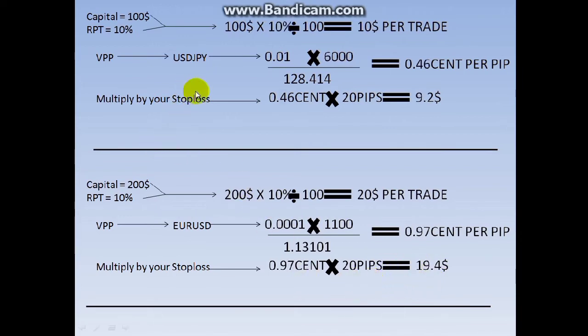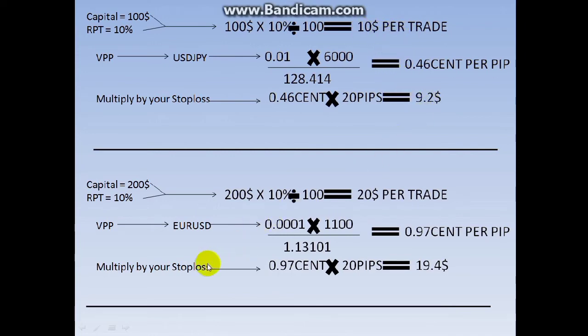Now for Japanese yen pairs, we have a capital of $100. Our risk per trade is 10%. Our capital multiplied by our risk per trade divided by 100 will give us $10 per trade. For our Japanese yen pairs, we have 2 decimal places. The maximum lot size of 0.6 divided by the current market value gives the cents per pip. Each pip is going to cost 46 cents. Multiply by your stop loss, that will give us $9.2. So if our stop loss gets taken out, we are going to lose $9.2 instead of $10.